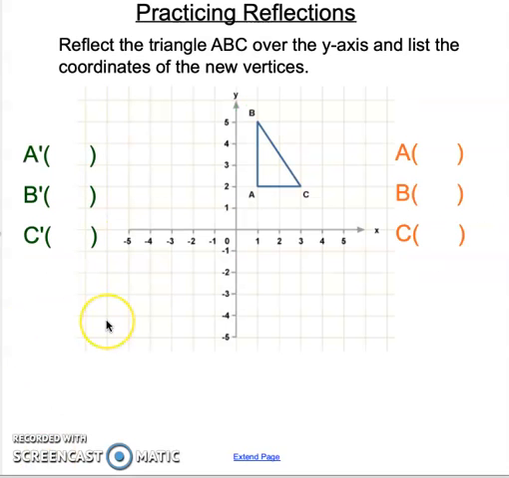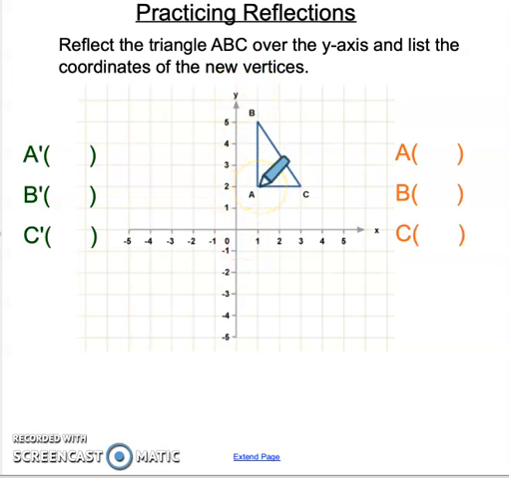Moving on to our first example, let's take a look at this triangle. So this says to reflect the triangle ABC over the y-axis and list the coordinates of the new vertices. So let's do the reflection first, and we'll take a look at the vertices. So this one says reflect over the y-axis. Remember, the y-axis is this vertical line right here.